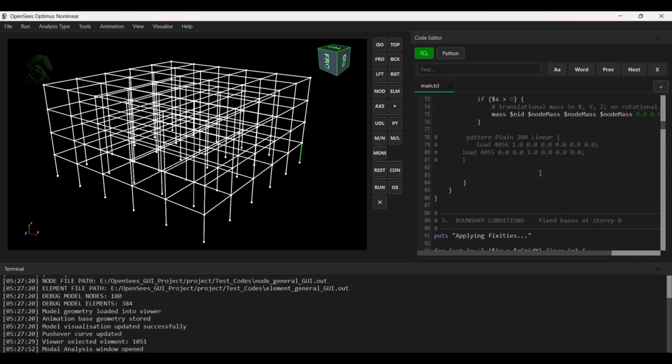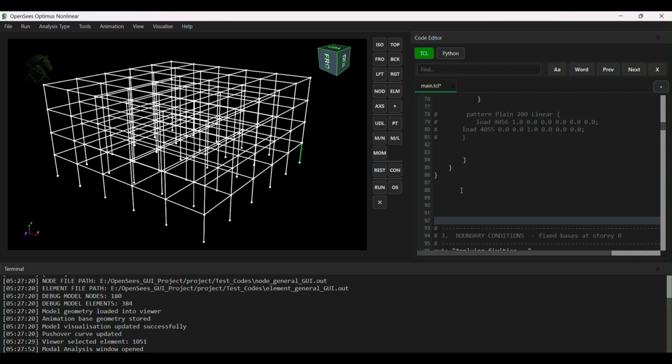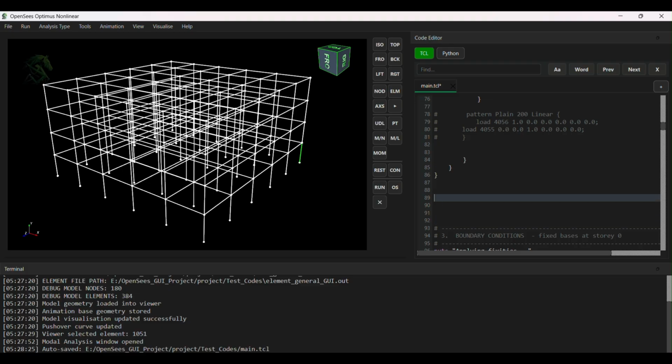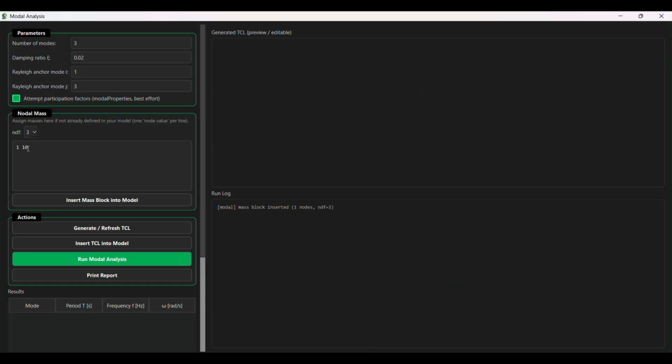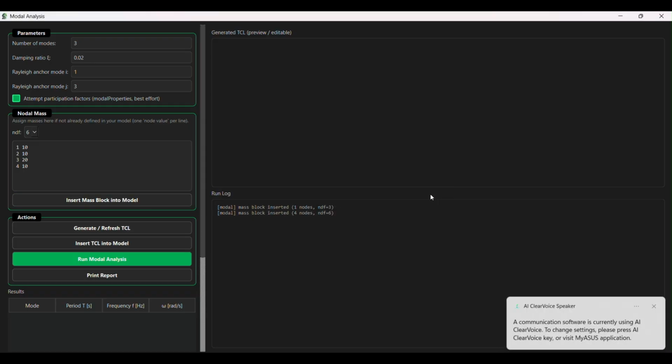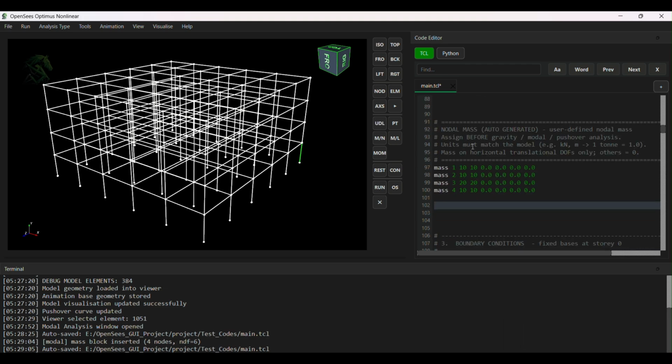Modal analysis solves an eigenvalue problem that depends on both mass and stiffness. Without mass assigned, no meaningful period or mode shape can be extracted. If mass isn't already assigned in the main TCL file through mass commands, it's entered here instead. Set NDF to match the model's degrees of freedom per node, then enter one node value pair per line. Insert mass block into model adds the corresponding mass commands directly into the code editor.